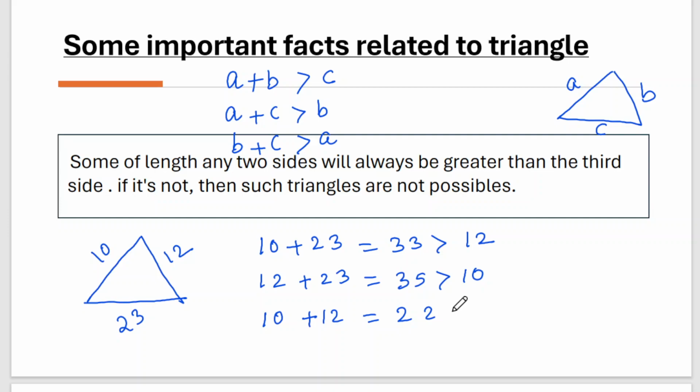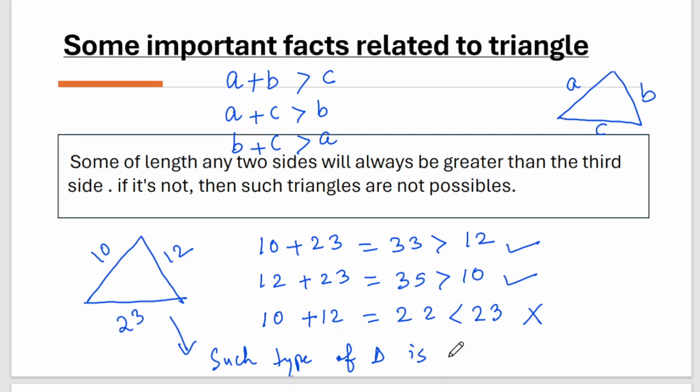Which is less than 23, which is wrong. First one is correct, second one is correct, but the third condition does not satisfy. That's why we can say such a type of triangle is not possible.